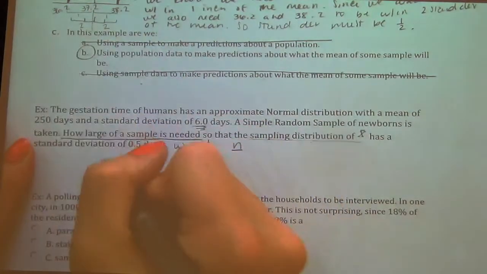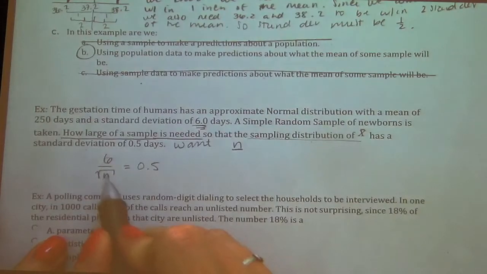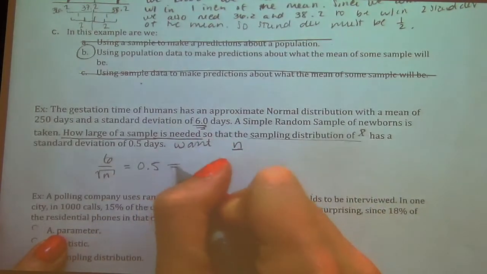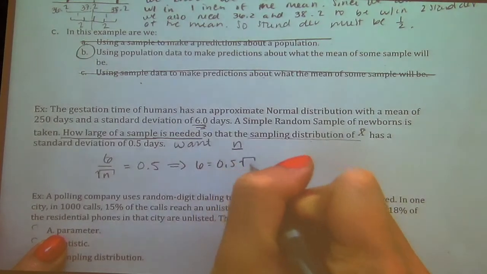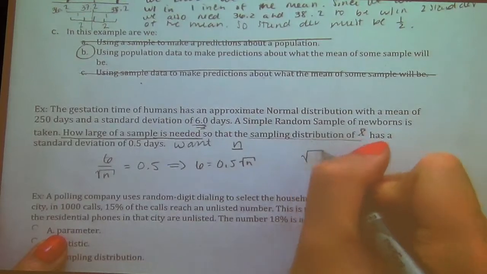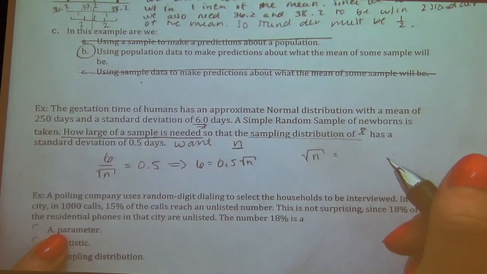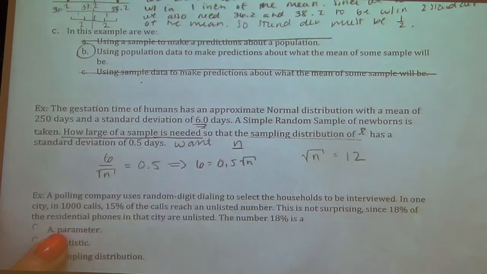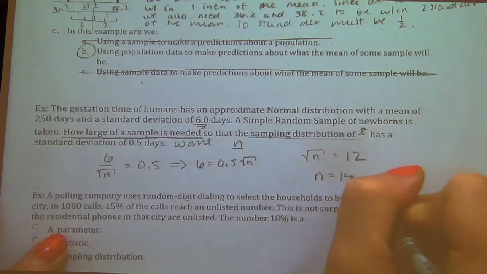At this point, what I need to do is a little bit of algebra, so I'm going to solve for n. I'm going to multiply the root n to the other side. Doing so, I would get 6 equals 0.5 times root n. Now I'm going to divide the 0.5 over to the other side, so root n equals 6 divided by 0.5, which is just 12. To solve for n, I just need to square both sides. So I would get n equals 144.